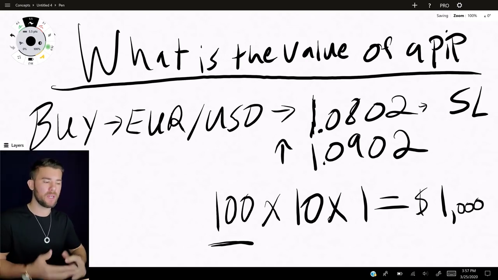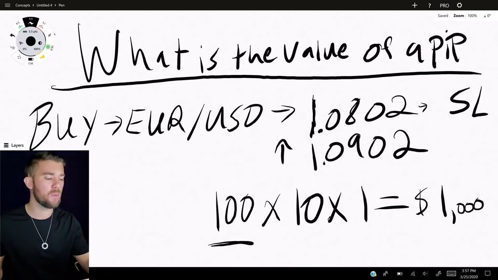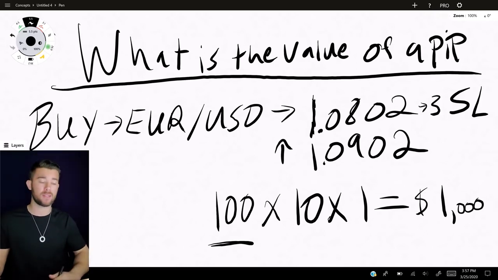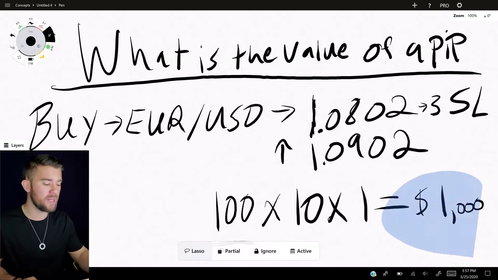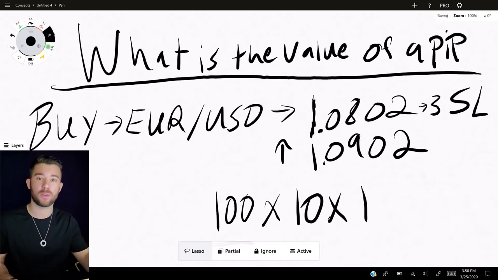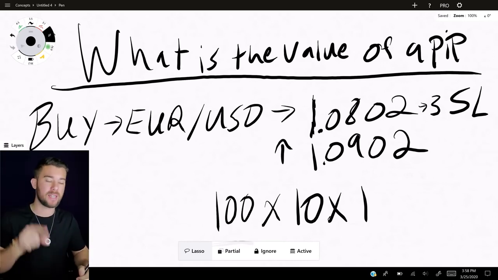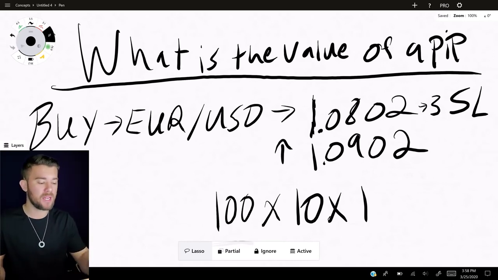Now, let's change things up for a second and say we wanted to trade 3 standard lots. In this case, what would change? What number in the equation would we need to change if this was the case and we were trading 3 standard lots instead of 1? Well, if that was the case, we would have to change the third number in this equation.